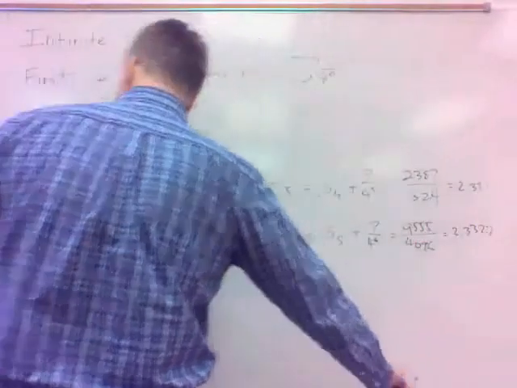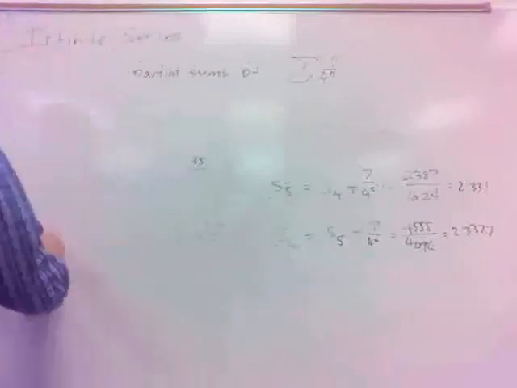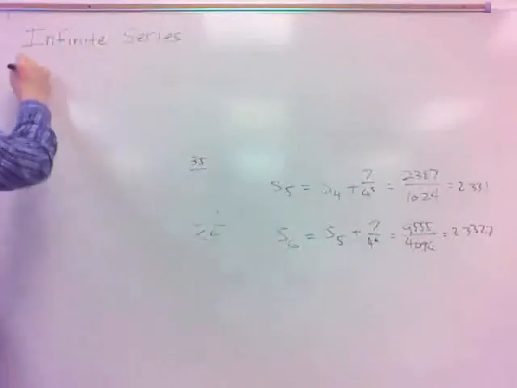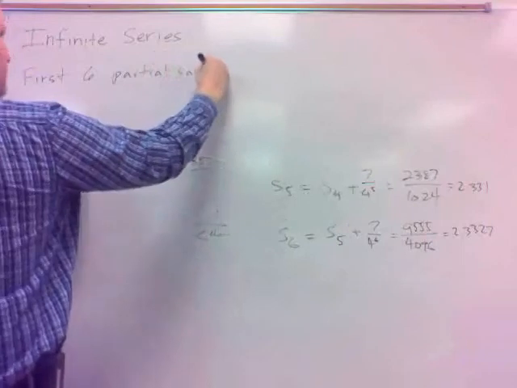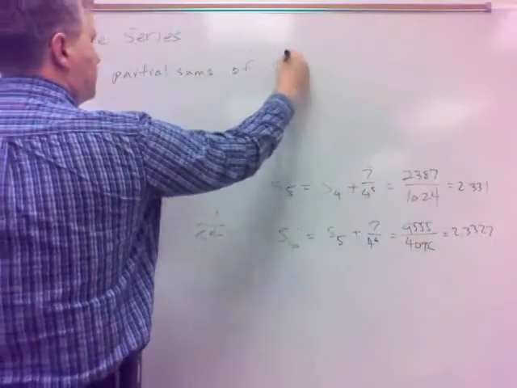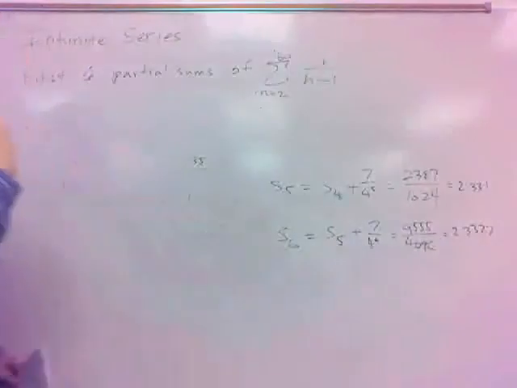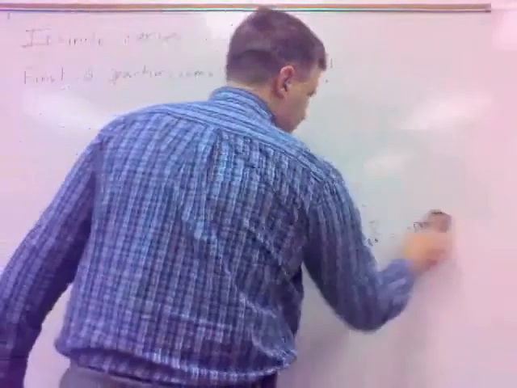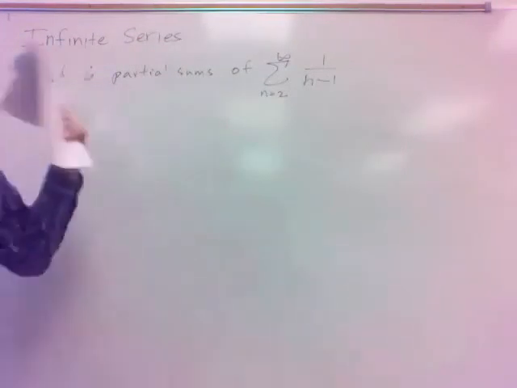Now, one other one. Let's do the same thing with this one. First 6 partial sums of the sum from n equals 2 to infinity. Now, here's the thing on this one. Notice the index is different. What's different about this index? This index we're starting at 2.